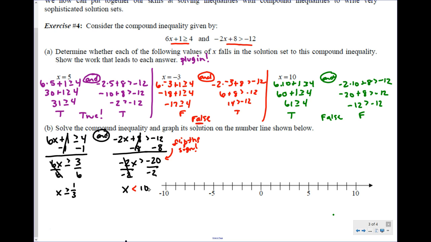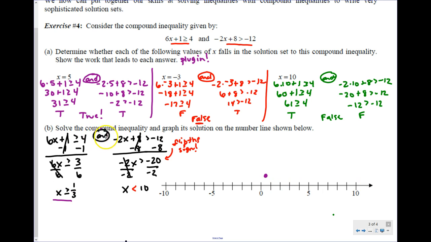Now that I have these two, I'm going to graph each one of them. The first one I'm going to graph is x is greater than or equal to 1/3. 1/3 is somewhere between 0 and 1. So I'm going to make a closed circle about right there. That's about where 1/3 would be. And x is greater than or equal to, so I'm going to have a line going through right.